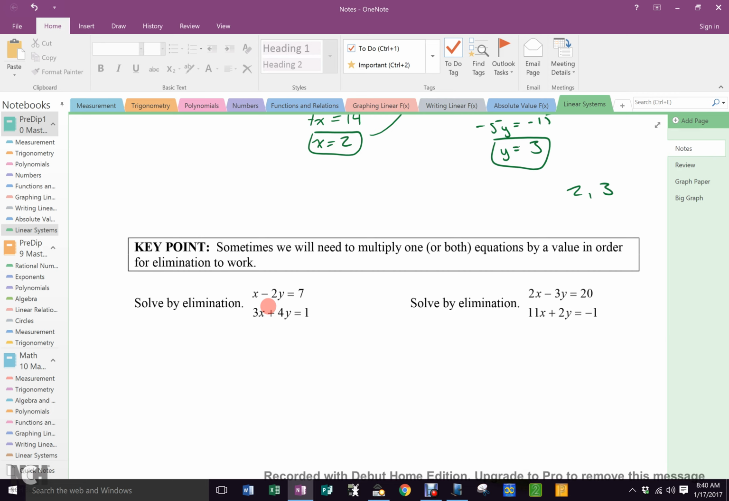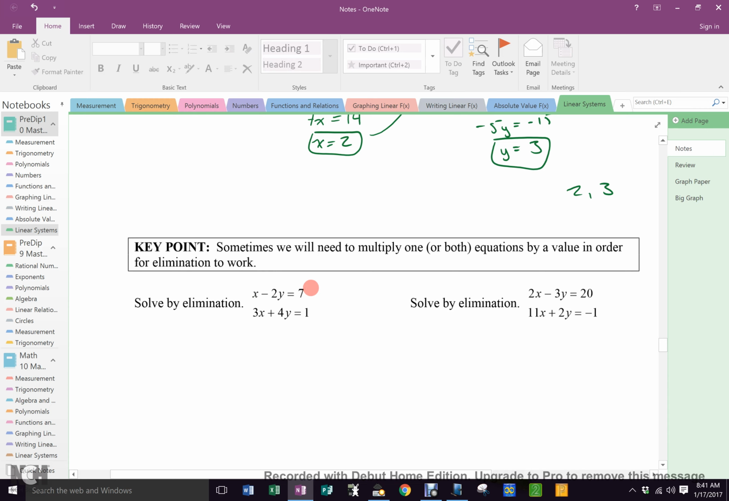There's no same coefficient to eliminate, is there? But wait a minute, the very first thing we did was change the way equations look, didn't we? So what can I do to change that so it works? If I multiply this top one by 2, what do I get? 2x minus 4y equals 14. Can I eliminate now? Okay, don't do it yet.